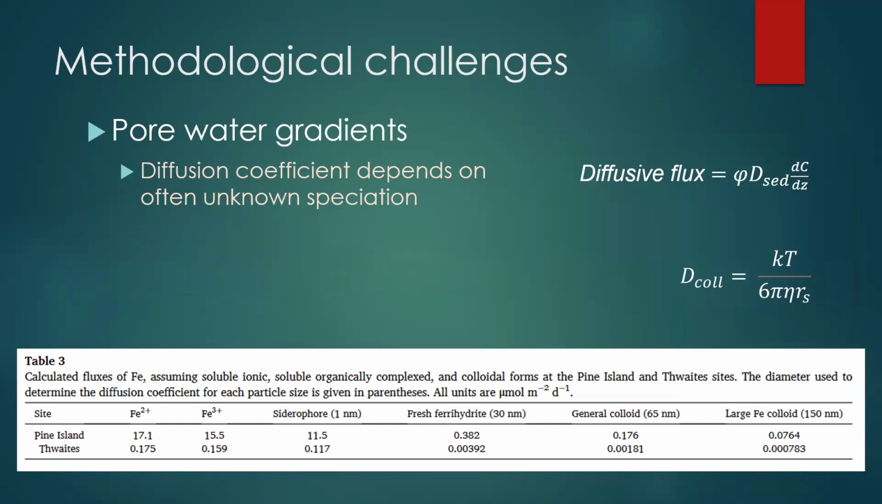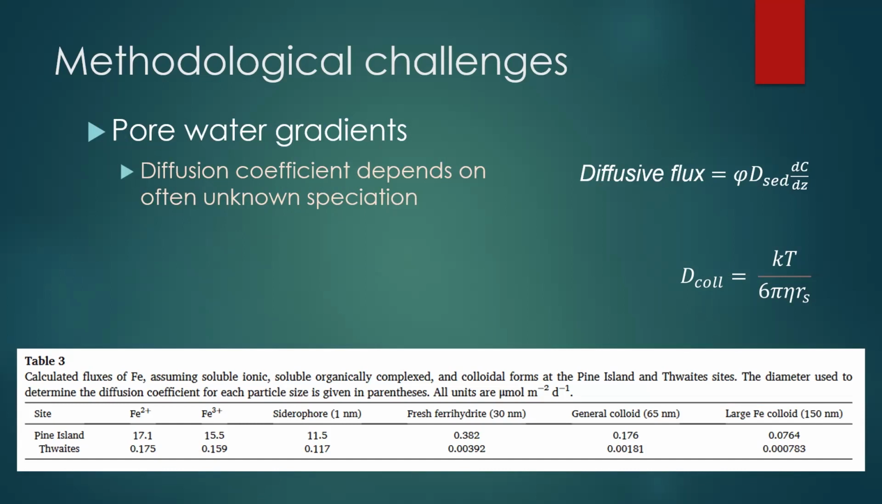Then finally, another really important part is the diffusion coefficient that you use to calculate these fluxes is dependent on the speciation. So usually when we're doing these calculations, we assume that the iron is just iron 2+, and that has a diffusion coefficient that we can get from the literature. But if we're looking at non-reductive sources, for example, we know that the iron in the pore water is almost certainly not iron 2+, because it hasn't been reduced.